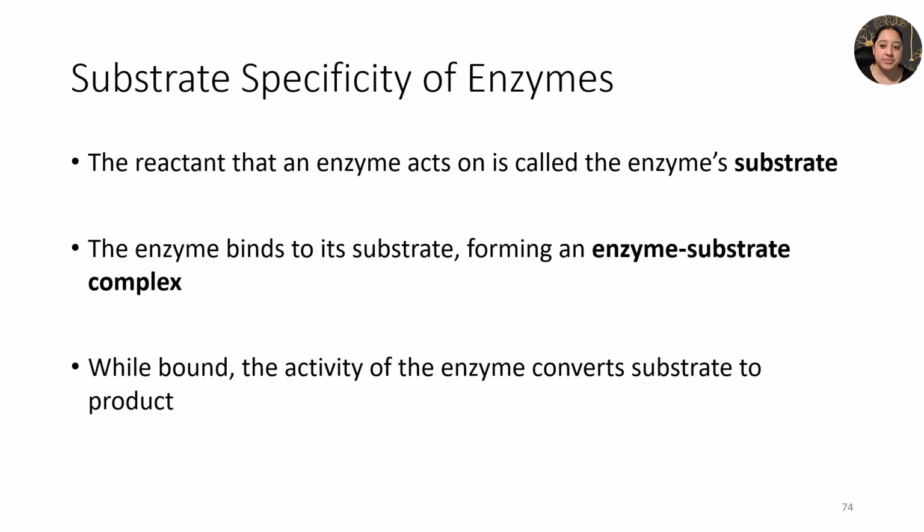So when enzymes recognize something, it usually is very specific. The reactant in this chemical reaction that the enzyme is helping speed up, the reactant that one enzyme acts on, is called the enzyme's substrate. So the enzyme binds to its substrate and forms an enzyme-substrate complex. And while they're bound together, the activity of the enzyme helps convert the substrate into the product of this chemical reaction.